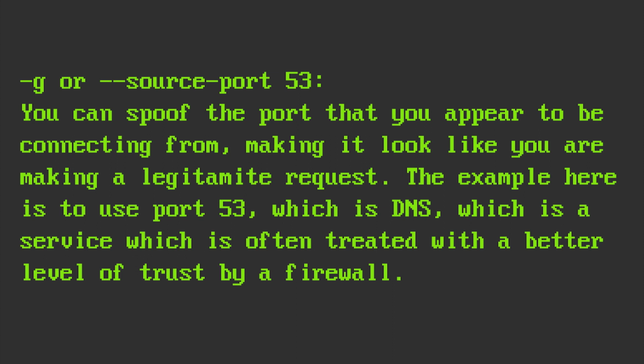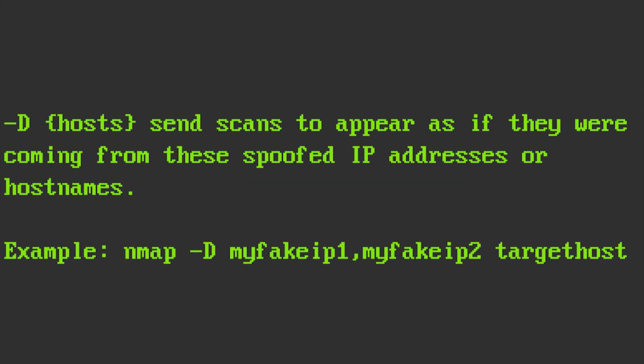The example here is port 53, which is DNS, which is a server which is often treated with a better level of trust by a firewall. -D and then a list of hosts sends the scans to appear as if they were coming from these spoofed IP addresses or host names. So, for example, you could do -D myFakeIP1, myFakeIP2, and then on to the target host.